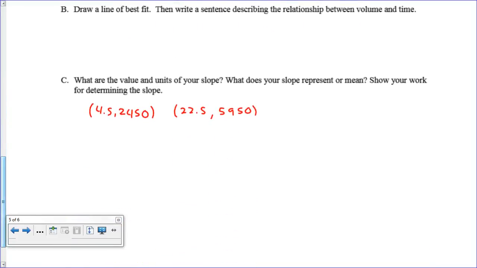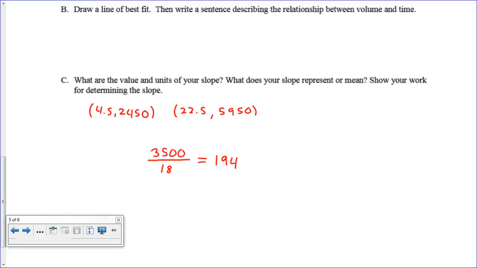All right, so we'll take these points now that we got here, and we'll use them to calculate our slope. First of all, we've got our rise there going 2450 to 5950. That's going up by 3,500. All right, and going up 4.5 to 22.5, that is going up by 18. So we're going to go ahead and calculate what that would be really quick. I get there about 194.